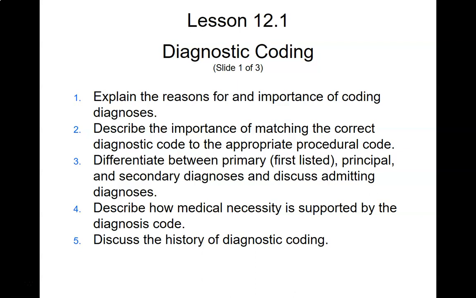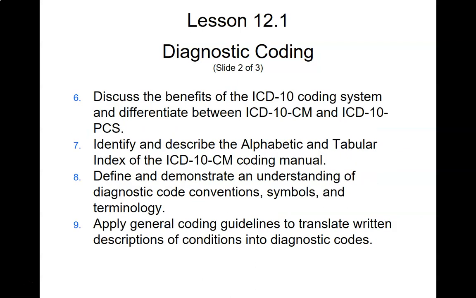4. Describe how medical necessity is supported by the diagnosis code. 5. Discuss the history of diagnostic coding. 6. Discuss the benefits of the ICD-10 coding system and differentiate between ICD-10-CM and ICD-10-PCS. 7. Identify and describe the alphabetic and tabular index of the ICD-10-CM coding manual. 8. Define and demonstrate an understanding of diagnostic code conventions, symbols, and terminology. 9. Apply general coding guidelines to translate written descriptions of conditions into diagnostic codes.